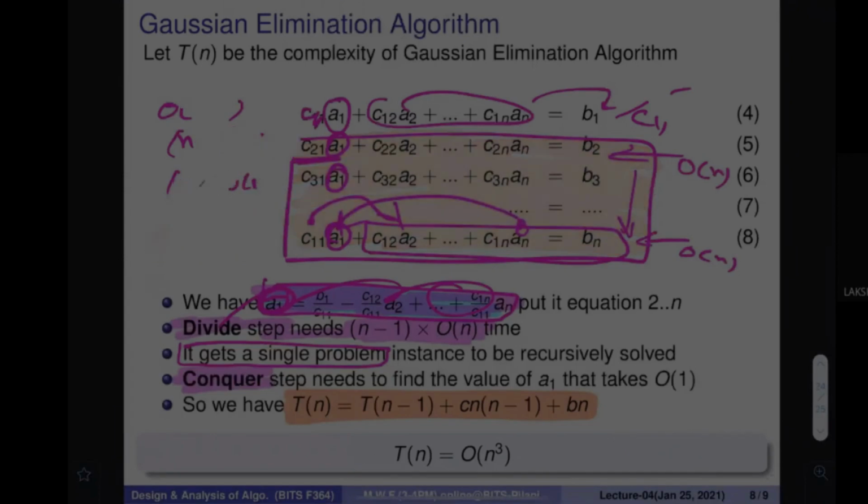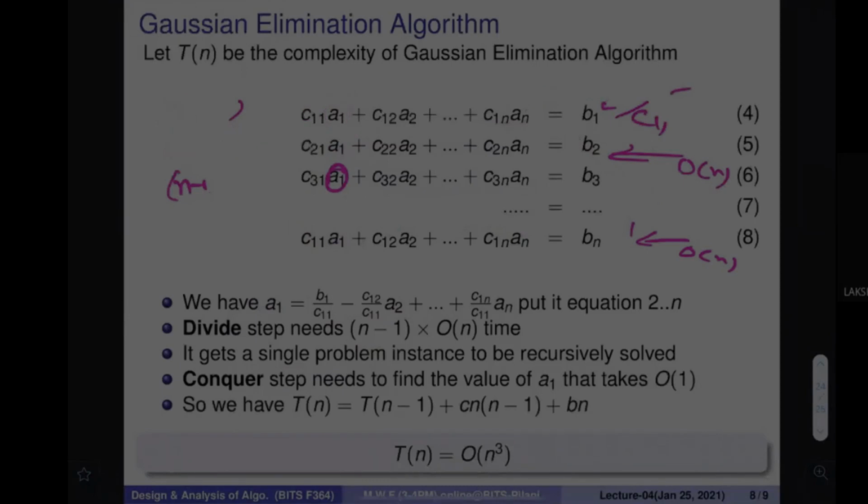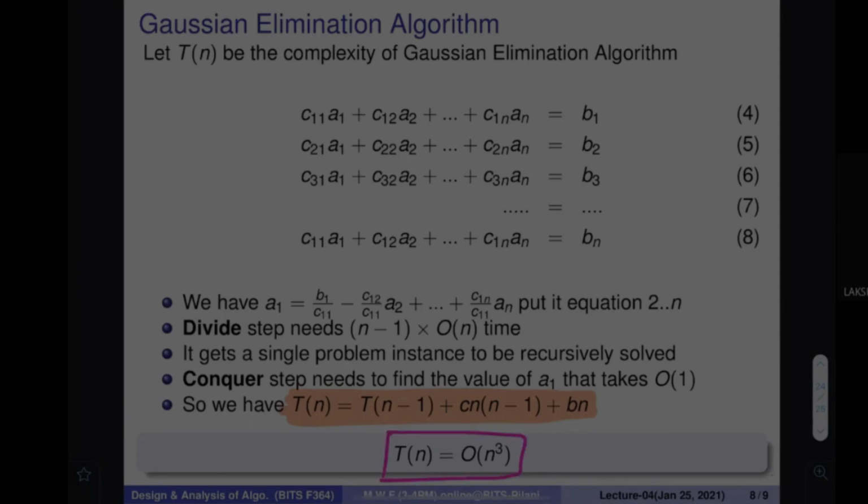I'm nearly done. If you understand this particular expression, then nothing more is needed. Let me clear all these things from the board. I just wanted to tell you that this is the expression that we come up with: Tn equals Tn minus 1 plus Cn minus 1 Bn. The solution for this expression is order of n cube. I leave it to you. That's very easy. You try to expand it one by one and find out. You may take it as homework, and it is going to be order of n cube.